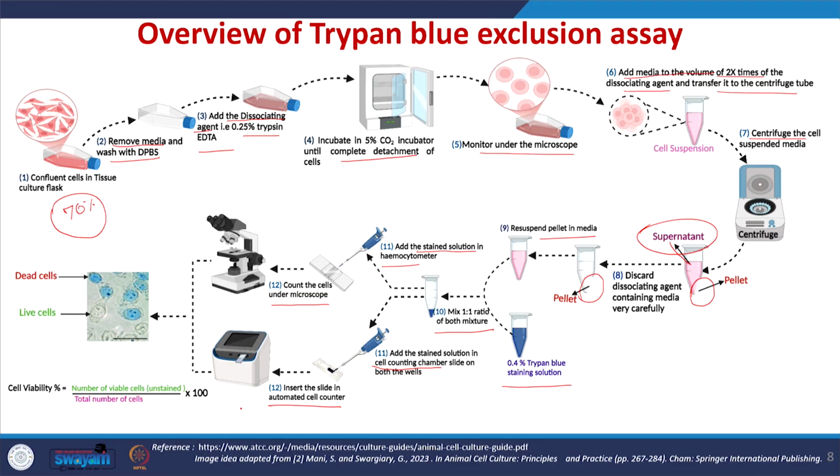It will count the number of cells and it will give the complete data, how many cells are dead and how many cells are live. We have to calculate the percentage of cell viability by number of viable cells divided by total number of cells multiplied by 100. By this, we can calculate the number of live cells.